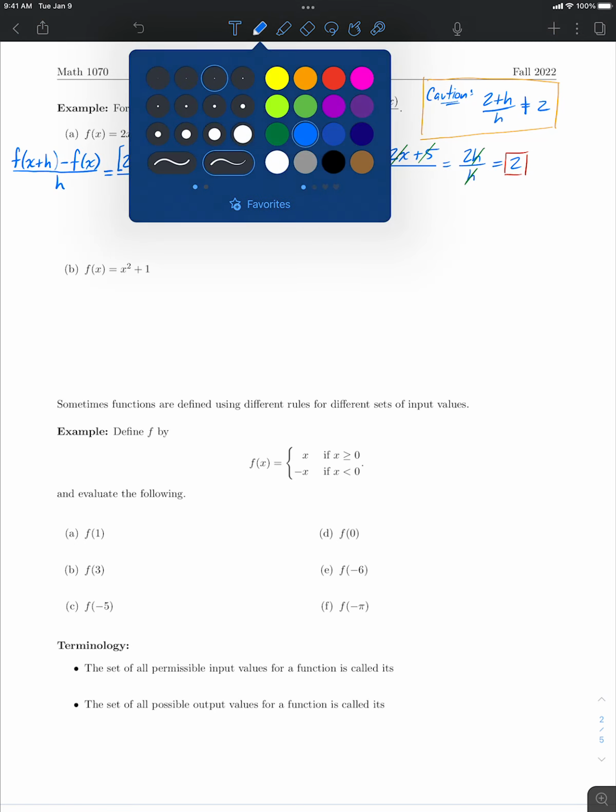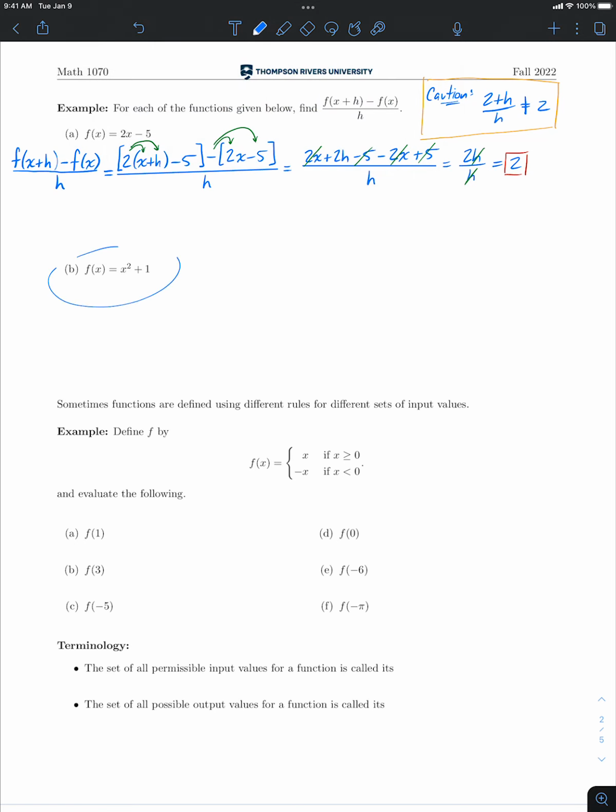Okay, so what about in case number 2, where f of x is x squared plus 1? Well, let's start from the beginning. We're going to go f of x plus h minus f of x, all divided by h. That part is just because that's what we're asked to work out, right? So nothing mysterious going on there.